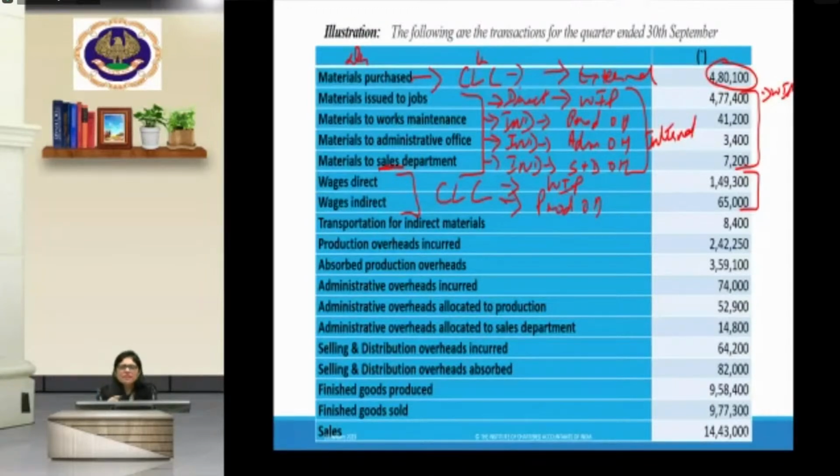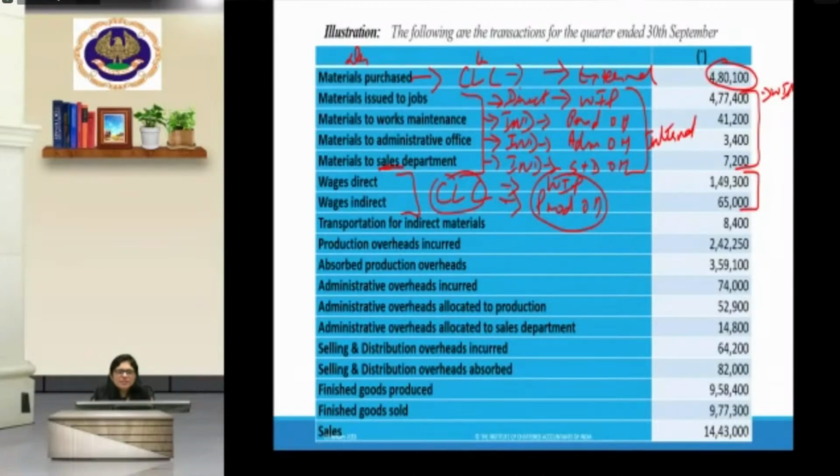Clear? So these three entries can be passed. First for CLC, and the second and third entry will be transferring the wages to respective control accounts. So this is the external entry and this is for internal transfer. Clear? I hope you have understood this, students. The wages part also you have understood.